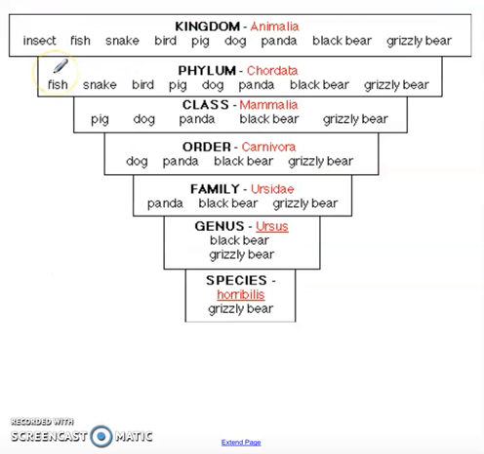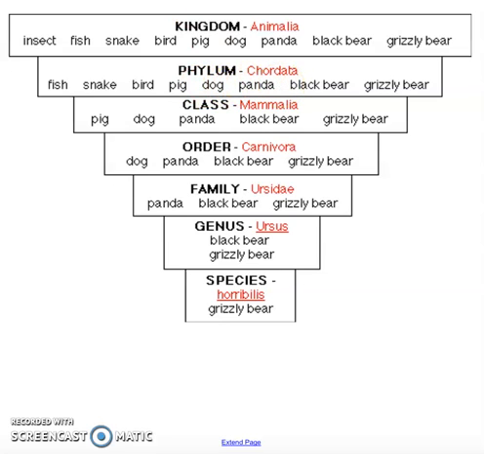So here are some examples of how we use this when we classify organisms. Let's say I have a bunch of random animals, and I want to classify the grizzly bear. So here's my kingdom, Animalia. These are all animals. I move down to phylum. Chordata means, does it have a backbone?